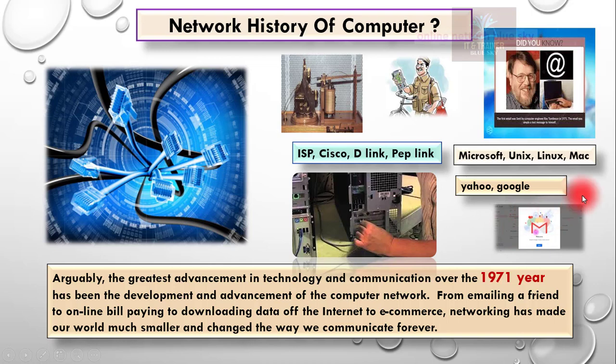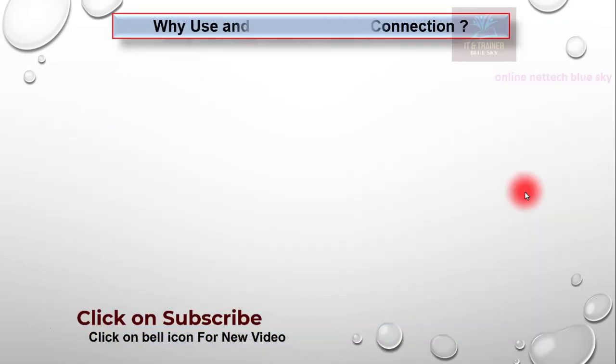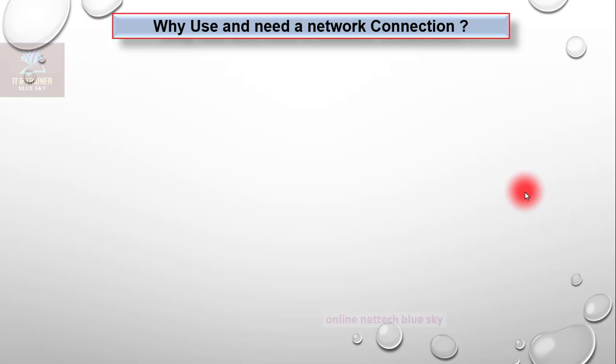Yahoo and Google: which came first? Yahoo is the older company, and Google created the Gmail system in 1998. This is very helpful information. Next time I'm showing you why we use and need a network connection, why we need a network system connection. We will discuss it in the next video.